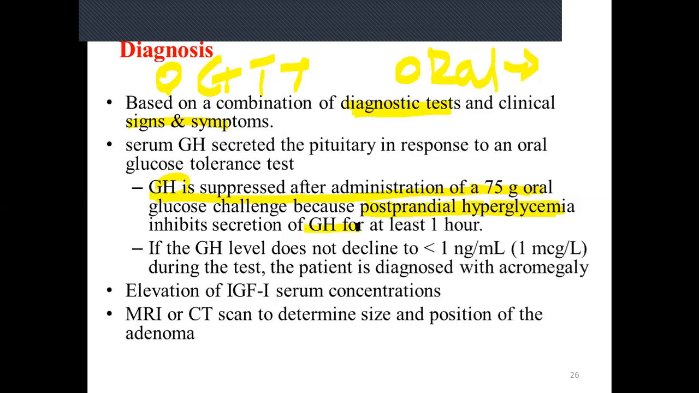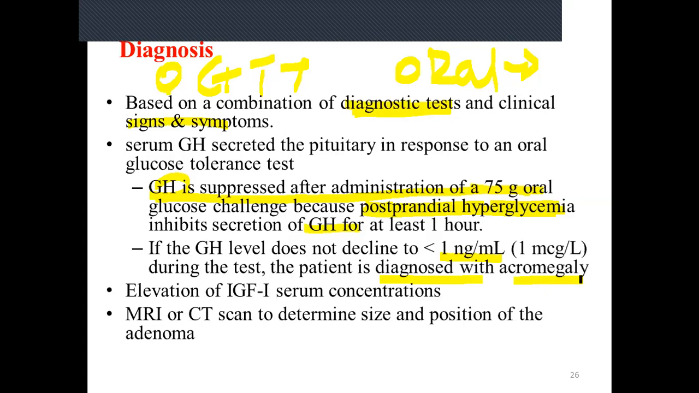But if the growth hormone level is very high, like in the case of acromegaly, and it does not decline to less than 1 nanogram per ml during the test, we can say the patient is diagnosed with acromegaly. Postprandial hyperglycemia normally inhibits growth hormone for at least 1 hour, but despite glucose being given, it is not reducing to less than 1 nanogram per ml, so we can say the patient is having acromegaly. We call it the oral glucose tolerance test.